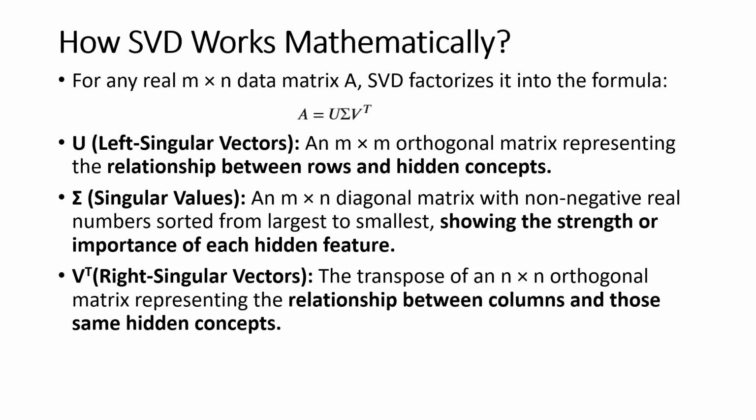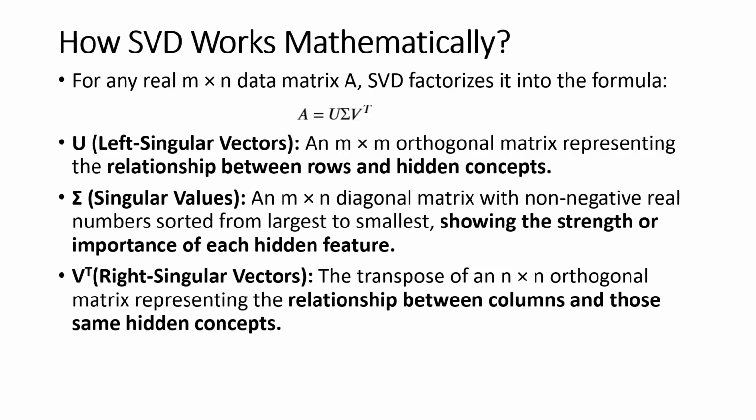So how does SVD work mathematically? As we said, an original matrix A is of size m by n, that is, m rows and n columns. The matrix A can be factorized into three: U, sigma, and V raised to t. First of all, what is V raised to t? It is the right singular vectors.